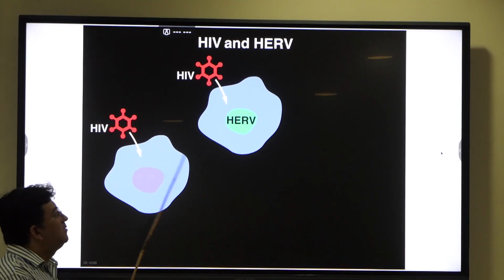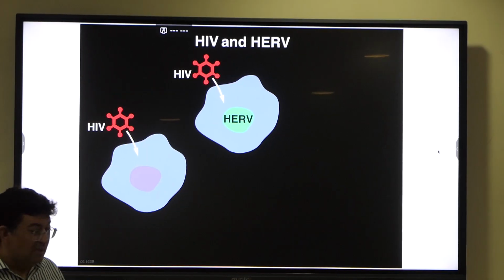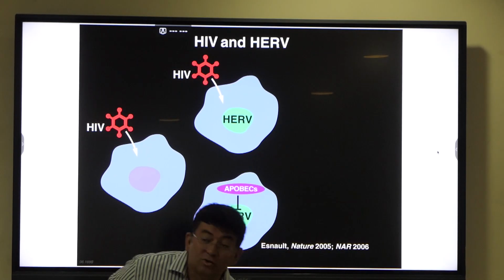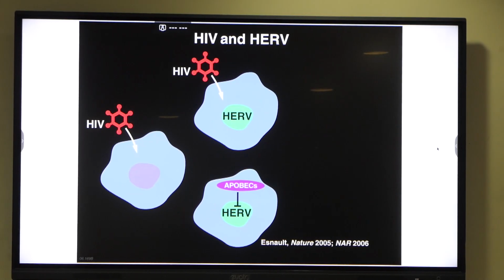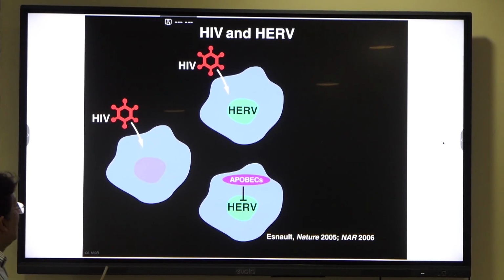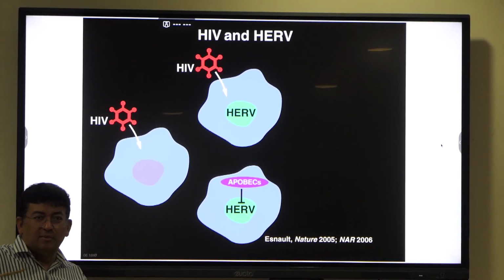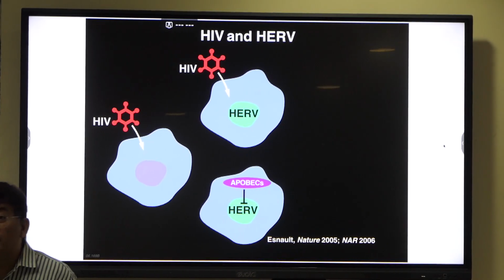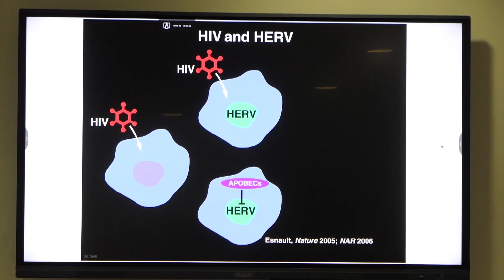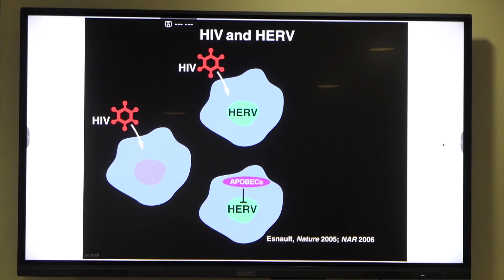But now think about cells where HIV has not yet infected. What will happen? HERV is not expressed. HERV can possibly be masked by the presence of certain restriction factors. One of the restriction factors, which you'll come to know later when you study these retroviruses in future, is called APOBEC. What is APOBEC doing? APOBEC is restricting the expression of human endogenous retroviruses completely. We are all fine. HERVs are there in everyone's body.